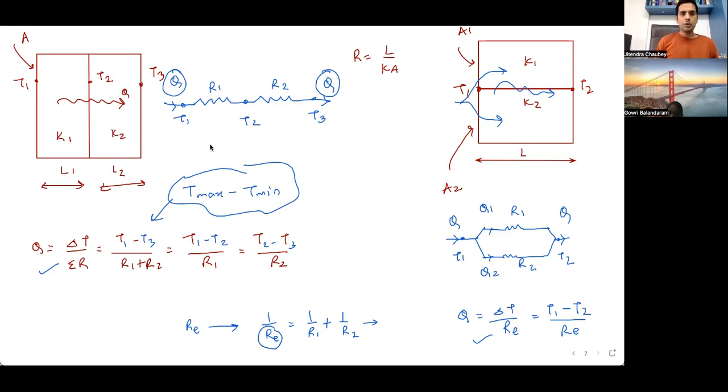Okay. So let us come to the combination. I think you have got some numericals of combination. Yeah, I do. In the tutorial 2, thermal resistance approach. Okay.